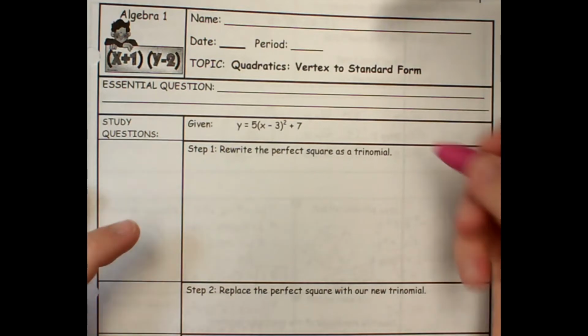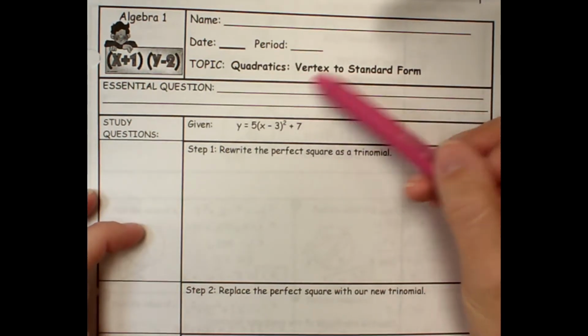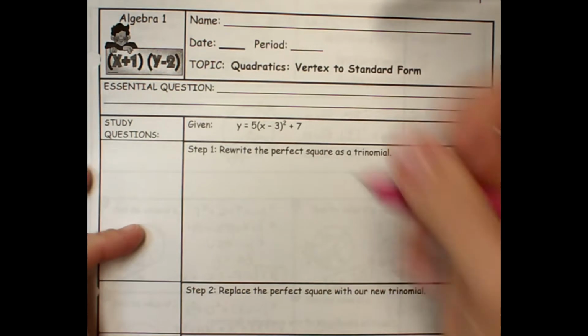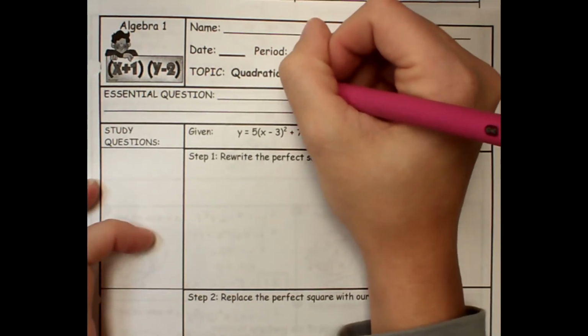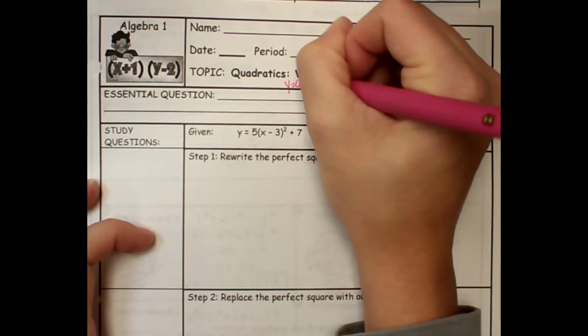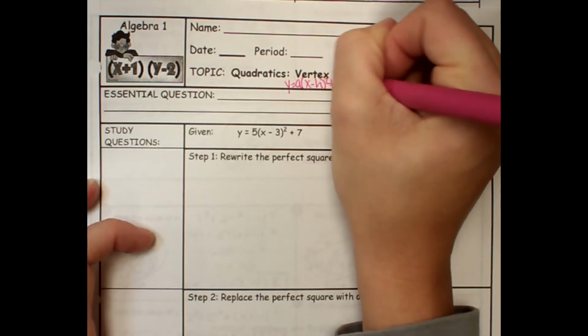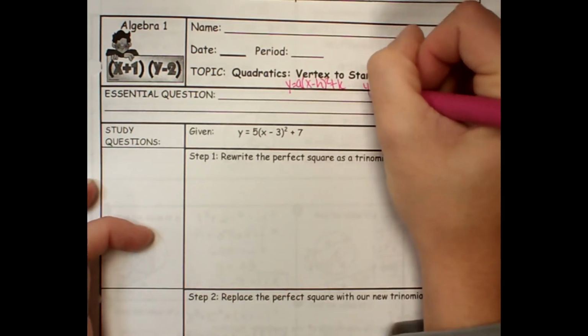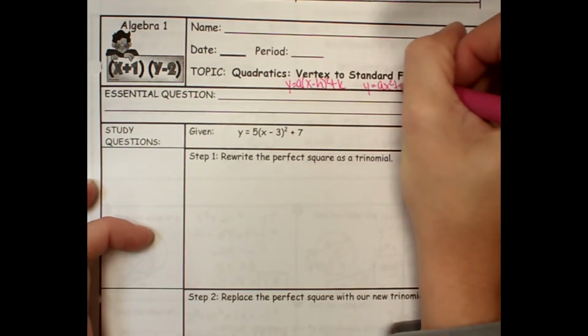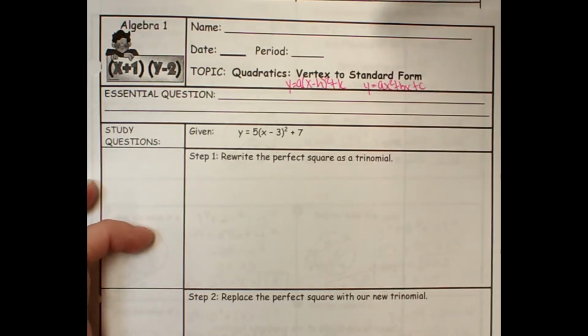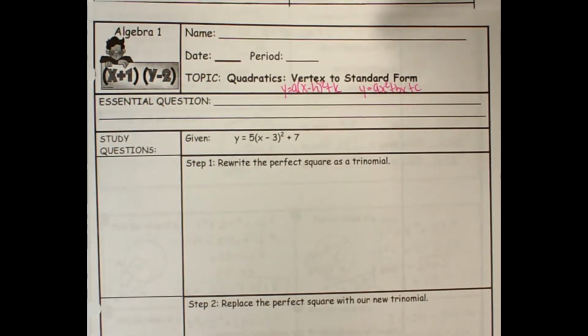All right, so today we're going to start shifting quadratics. We're going from vertex form to standard form. So remember, vertex form is your y equals a(x minus h) squared plus k. Standard is y equals ax squared plus bx plus c. So we're going from one of those to the other.